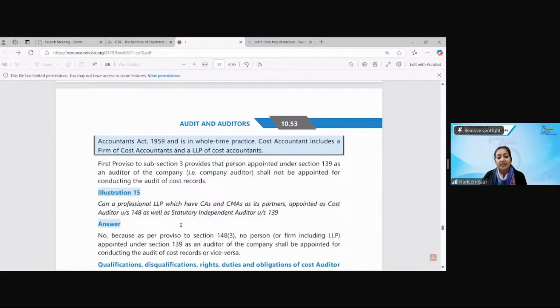Illustration number 15 says, can a professional LLP having CAs and CMAs be appointed as the cost auditor as well as statutory auditor? Tell me, children. Illustration number 5. Can you appoint CAs and CMAs as partners as cost auditor also?